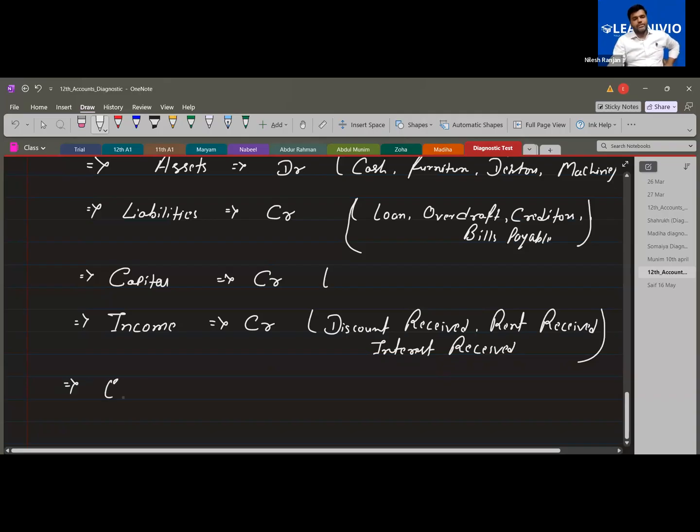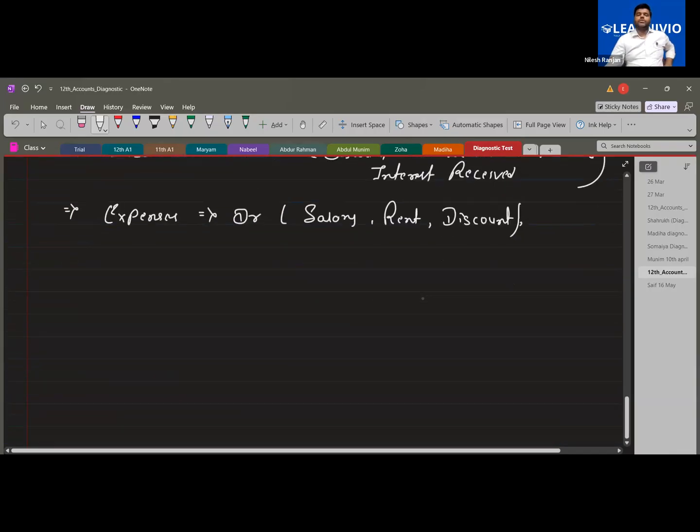Then there are expenses. All the expenses will be on the debit side. Salary, rent, discount, then electricity expenses, printing and stationery. Any expenses that will be given are written on the debit side.